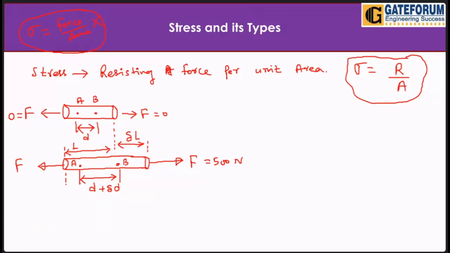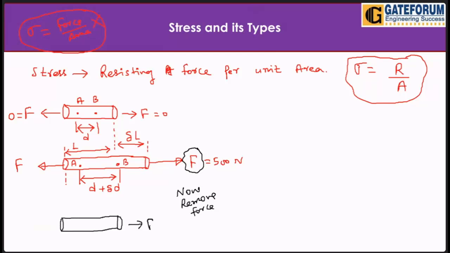Now, if we remove this force, what will happen? After removal of this force, whatever force was applied, now remove it. Again the length will be only L. That means the rod will regain its shape. Again the value of force will be 0, no force will be applied here. That means we have removed the load. What happened? Again the length is L.